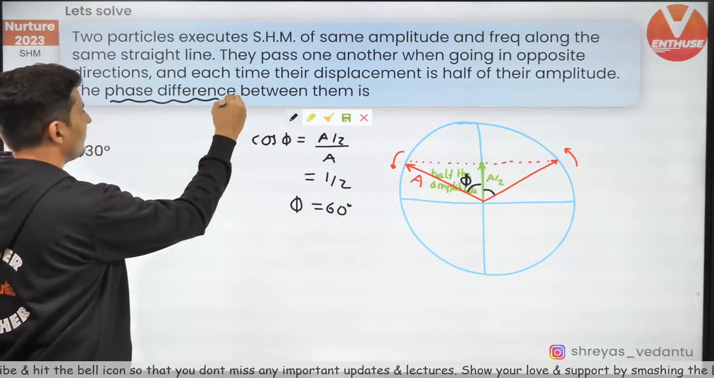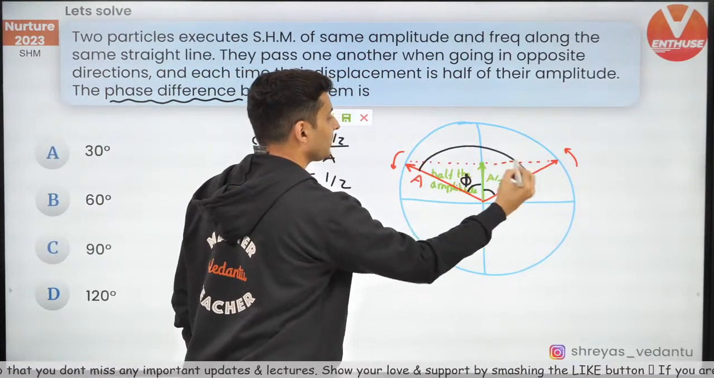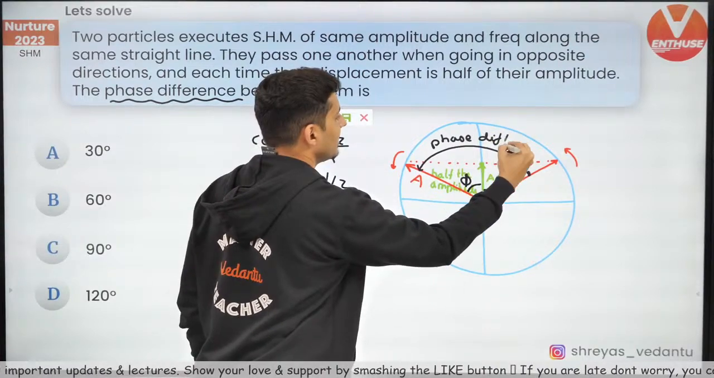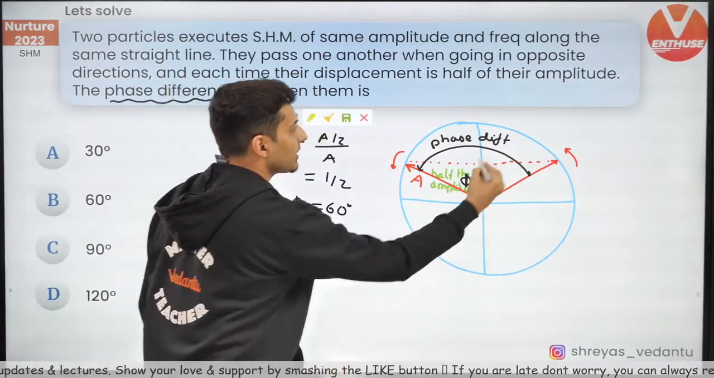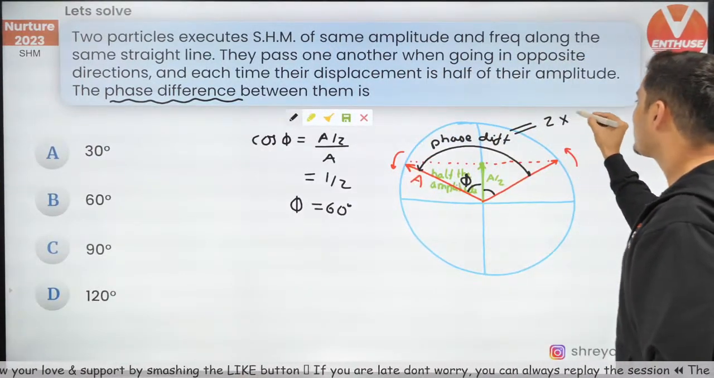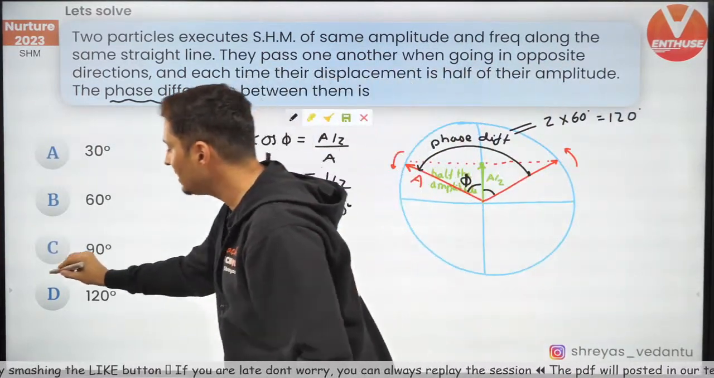The question is, what is the phase difference? So what is the meaning of phase difference? It is this total angle. So this total angle is nothing but your phase difference. So if this is phi, this is phi. So can you quickly guess what is the phase difference? Shouldn't it be 2 times of 60 degree, which is 120 degree, which is option D?